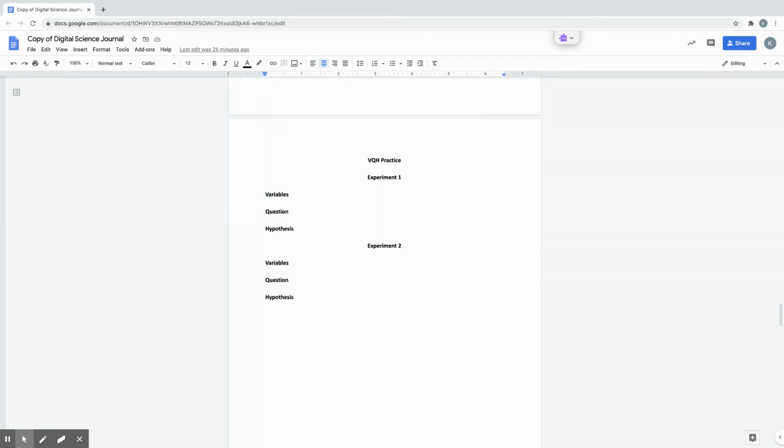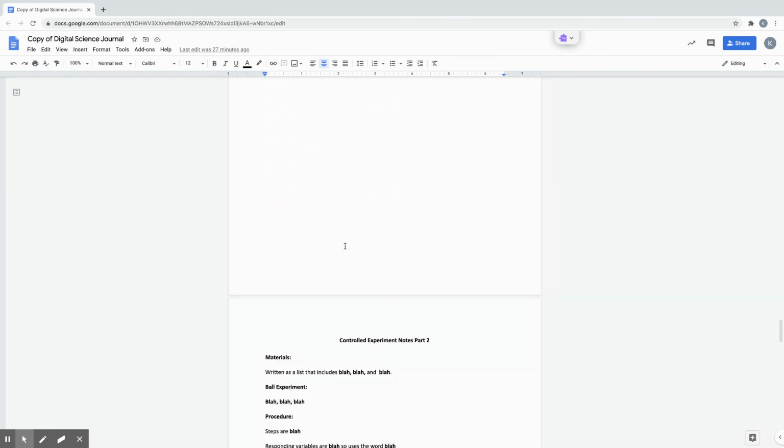Then you have your VQH practice, and I didn't copy a specific one because the seventh grade one was different than the eighth grade one, but you have the experiment scenario, you identified the variables by matching, and you wrote a question and a hypothesis. Same thing for experiment two.